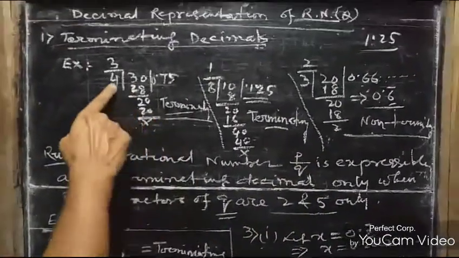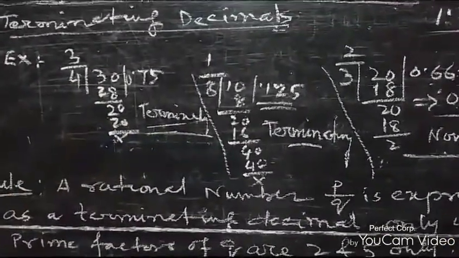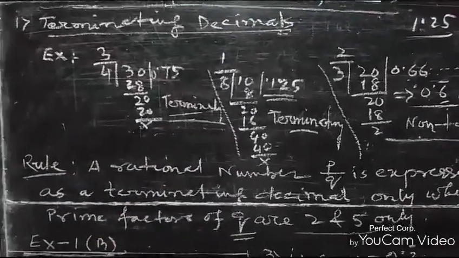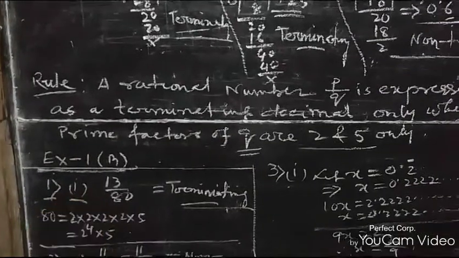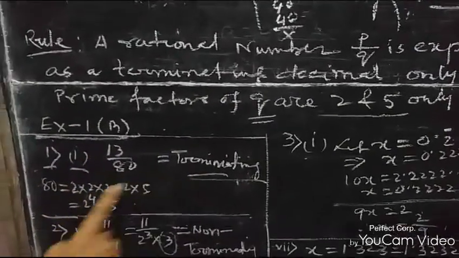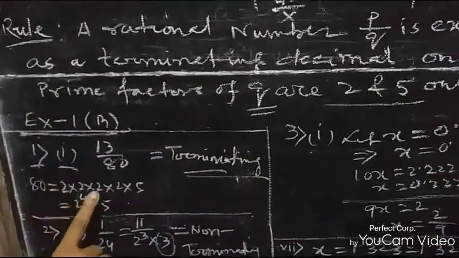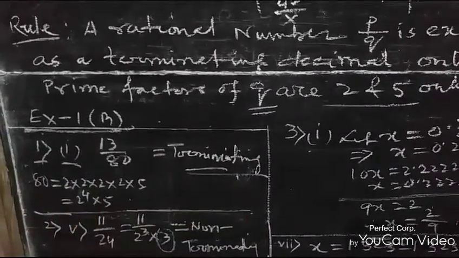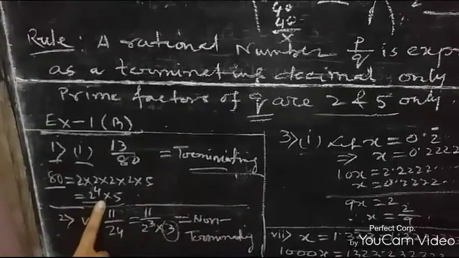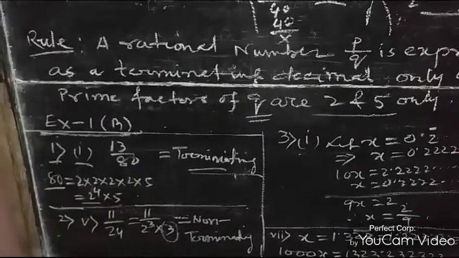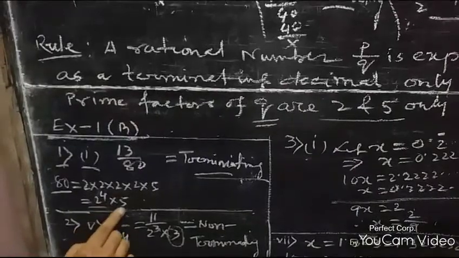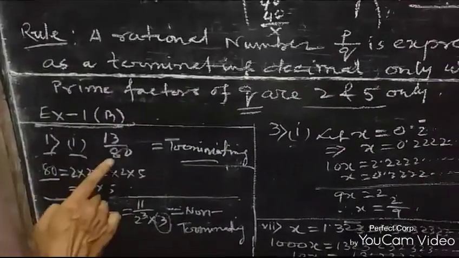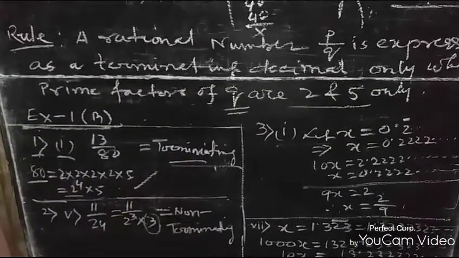Now let us take some examples, problems from this exercise 1D. Number 1 is 13 by 80. 80 can be expressed as 2 into 2 into 2 into 2 into 5, that is 2 to the power 4 into 5. So only 2 and 5 are the prime factors of the denominator q, which is 80. So this is a terminating number.